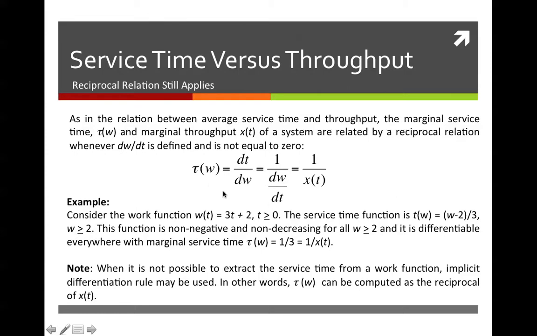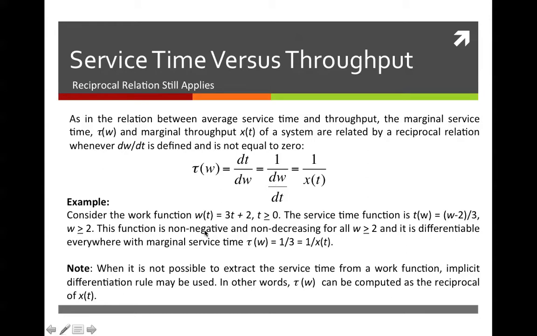And you can see that by definition T'(W) is equal to dt over dW, which we can then write as 1 over dW over dt, which is then clearly 1 over x(t). So this is a transformation from the W domain to the T domain. And of course, for this to happen, we have to have dW over dt well defined.